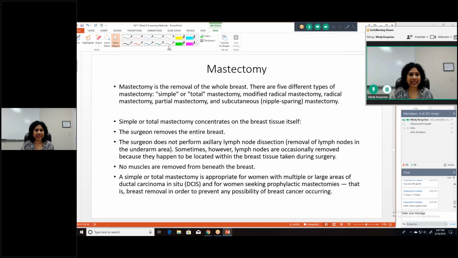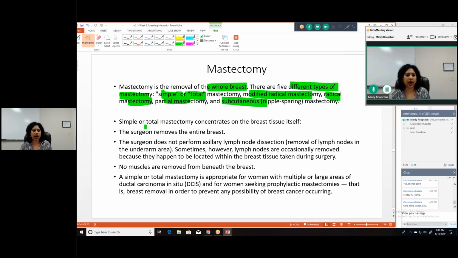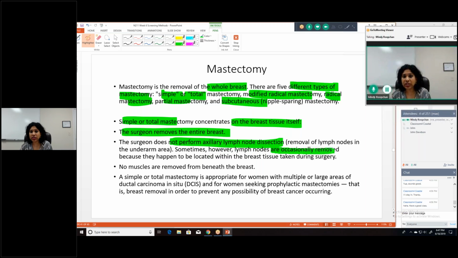And then now for mastectomy, removal of the whole breast, there are 5 different types of mastectomy: simple or total, modified, radical, partial, subcutaneous. So simple or total is the breast tissue itself. The surgeon removes the entire breast. The surgeon does not perform axillary lymph node dissection. However, sometimes lymph nodes are occasionally removed because they happen to be located within the breast tissue that's taken during the surgery. No muscles are removed from the breast.